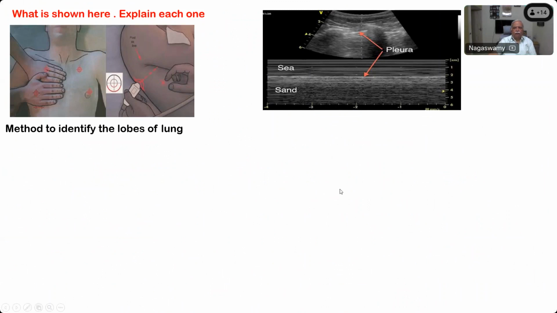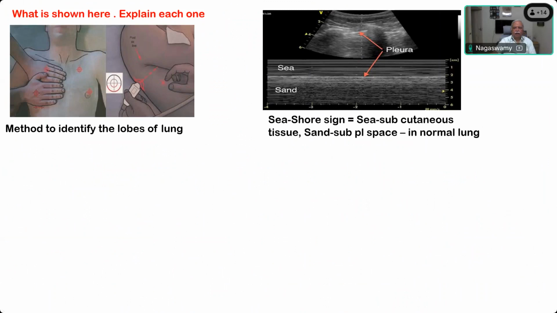What is shown here? Written here, sea shore sign, sir. Lung sliding movements, normal lung. So this is the sea shore sign. The sea is the subcutaneous tissue, the sand is the lung, which is moving, the subpleural space.